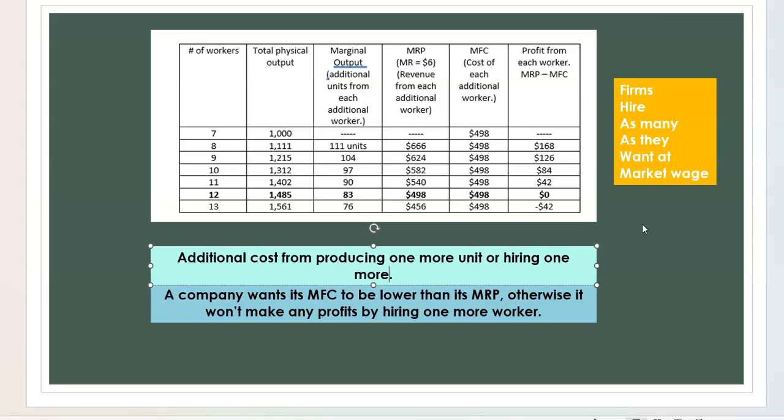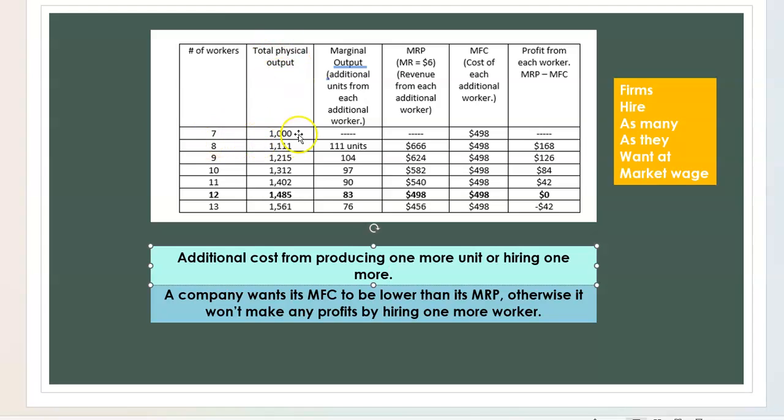Maybe it's a flat fee that everyone gets regardless of whether it takes them an hour or it takes them 3 hours. There's just a flat fee, and that's the end of it. So in those situations, you have a marginal factor cost that's going to be horizontal. But here's what we are finding. So initially you have 7 workers.